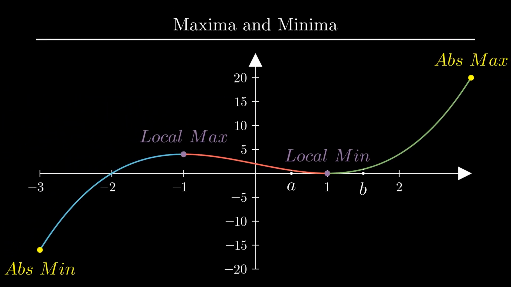Absolute maxima and minima, on the other hand, are the points on the graph where the function attains the highest and lowest values, respectively, over the entire domain of the function. So do not confuse between local and absolute. The local maxima and minima are the highest and lowest points in the open interval around the point, whereas the absolute maxima and minima are the highest and lowest points over the entire domain of the function.